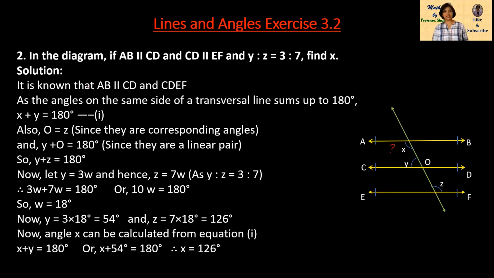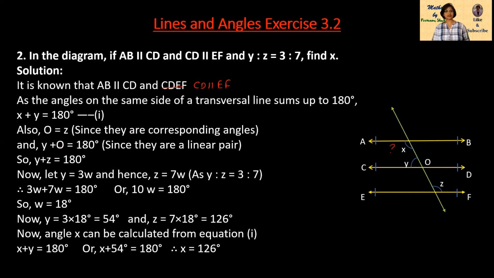So it is known that AB parallel CD and CD parallel EF. Here we have to write down CD parallel EF, it's a typing mistake. As the angles on the same side of the transversal line sum up to 180, here x plus y equals to 180. This makes equation 1. Also O equals to z. Why O equals to z? These are the corresponding angles.